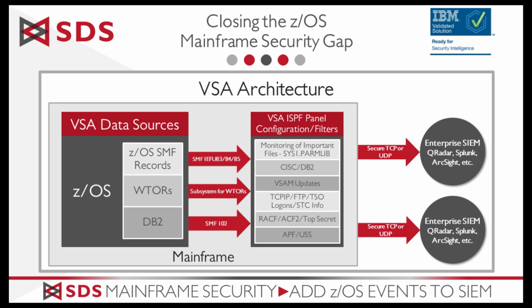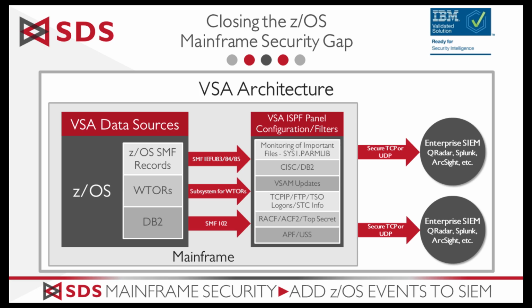We require the IFU 83, 84, and 85. In fact, the 83 and 84 exits need to be available, so you need to make sure those are turned on, and that's where we gather the information from. When the started task comes up, we'll tell you which ones we've connected to and which ones we are monitoring. Then the write-to-operator console messages, those ICH408I messages, or any messages that you deem important, right now we gather through the subsystem and forward to your enterprise SIEM.